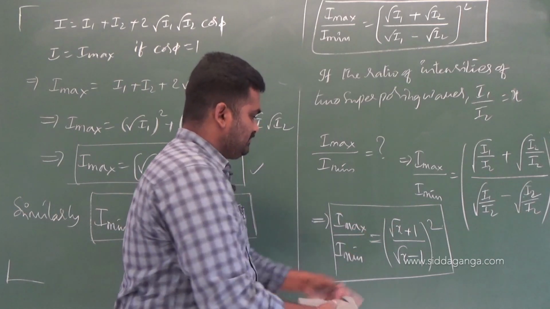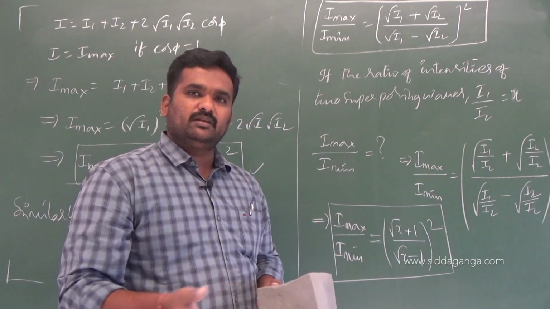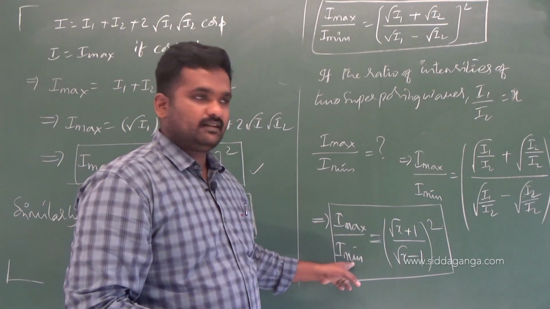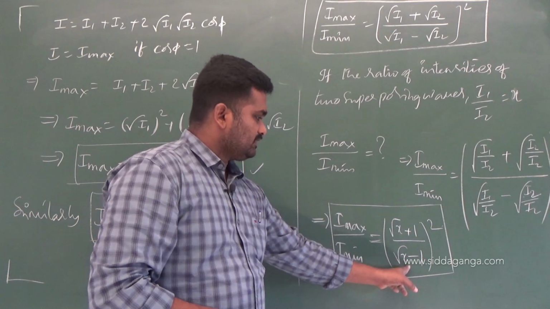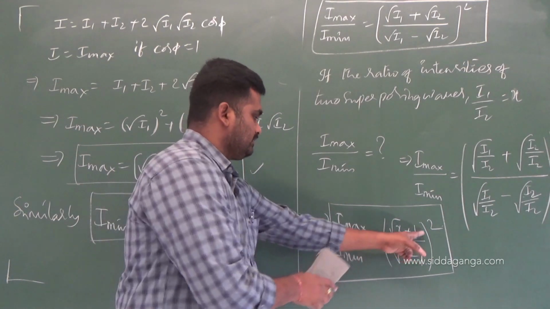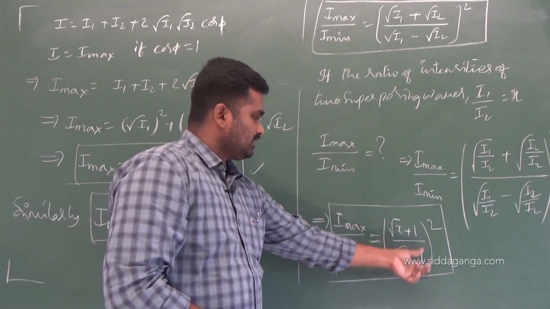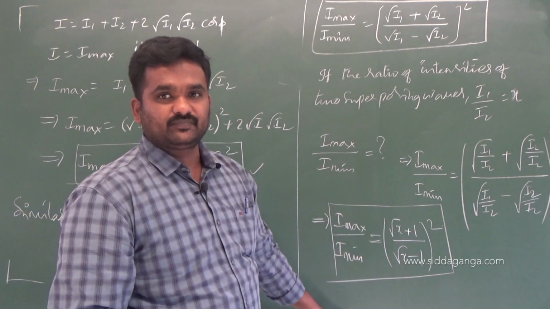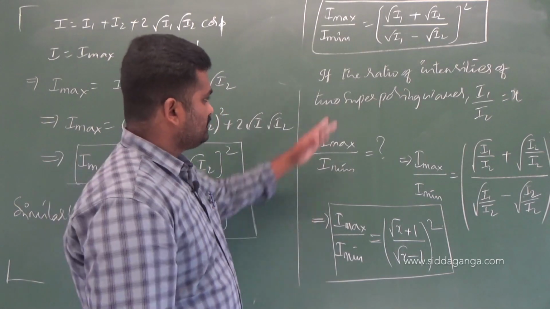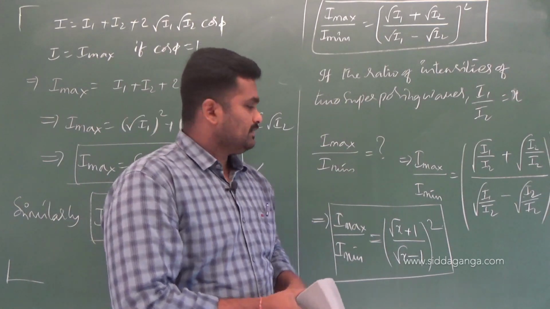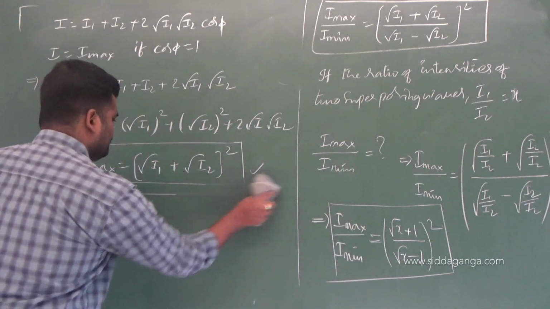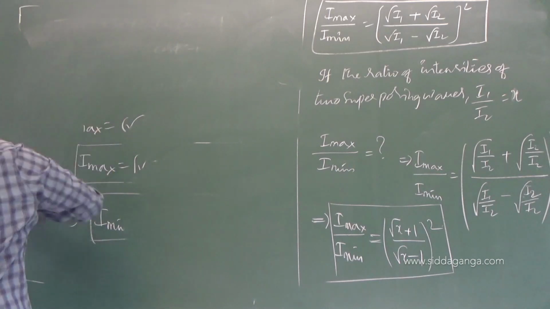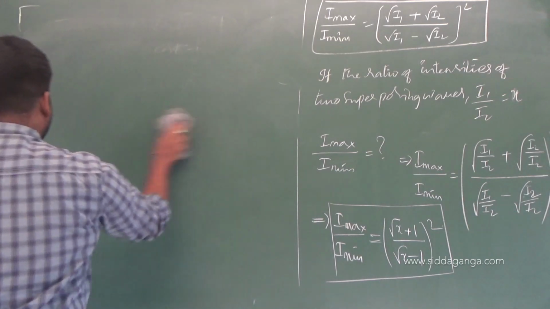How to solve for x is just simplification. I maximum by I minimum is some y or some 10, for example. This ratio is 10, right? And this is root x plus root 1 divided by root x minus root 1. You take the root on both sides, cross multiply and obtain the expression for x, and you will get the I1 by I2 value. I hope you got this point. So this is one point related to the intensity: if maximum and minimum intensity ratios are given, or individual intensity ratios are given, how you need to find the ratio of maximum to minimum intensity. That's how you have to remember it.